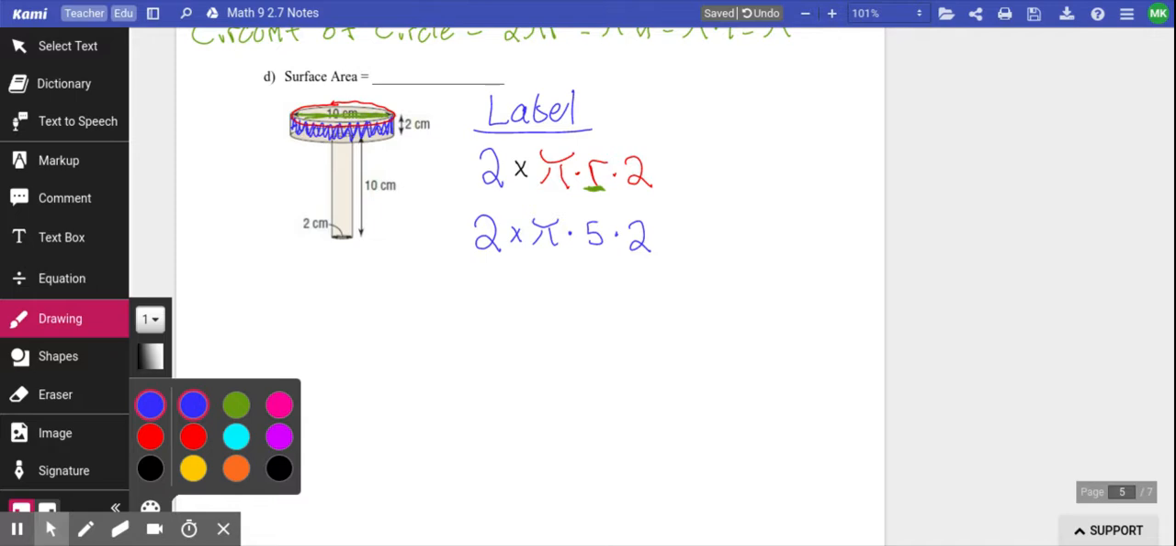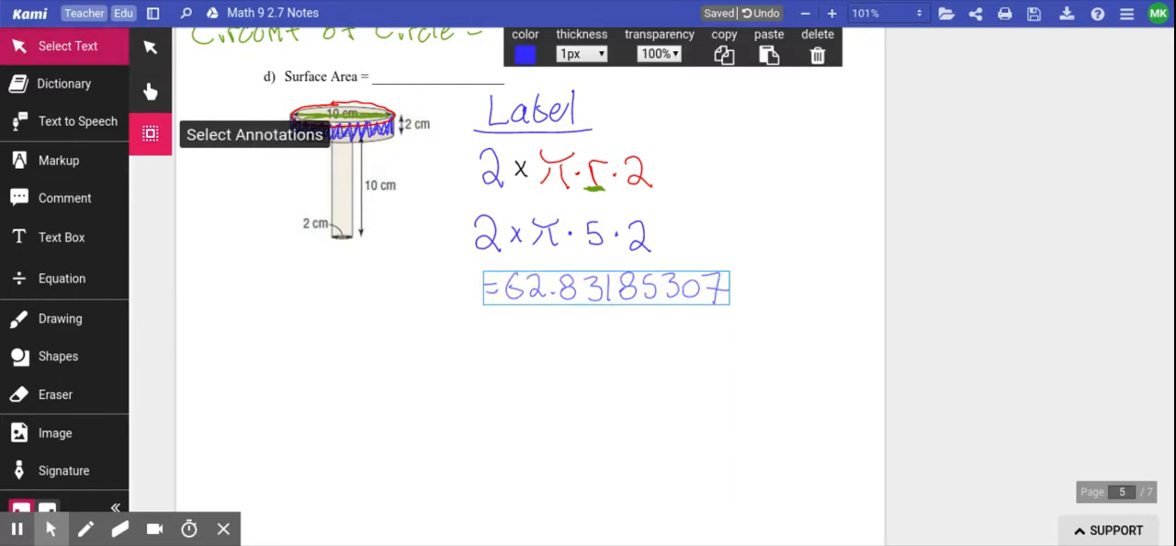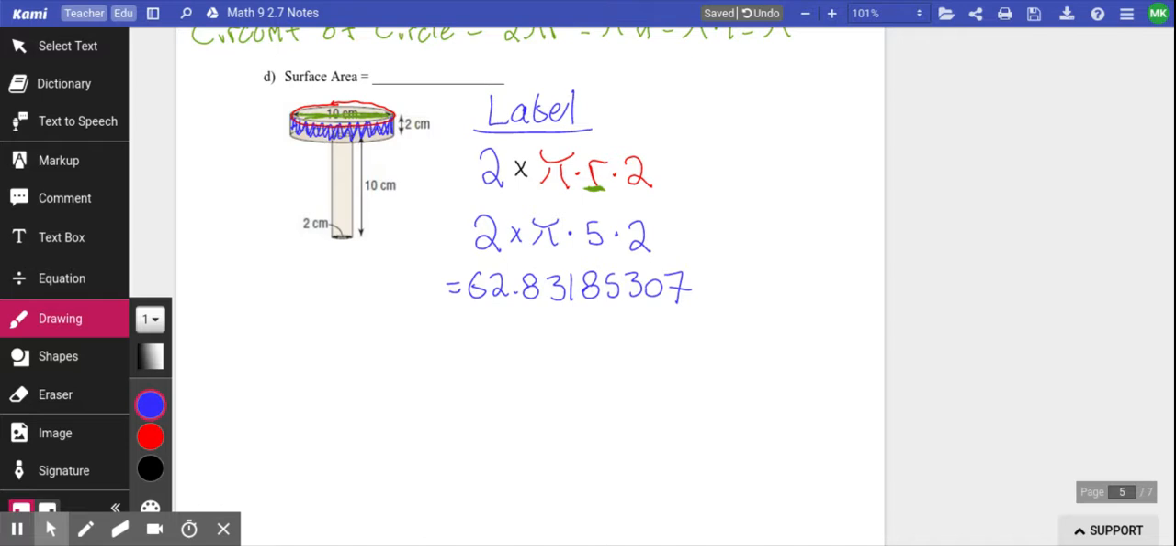If you put that in your calculator, you're going to get 62.8318537. Awesome. That's the area of the outside part of that tuna can thing on the top.